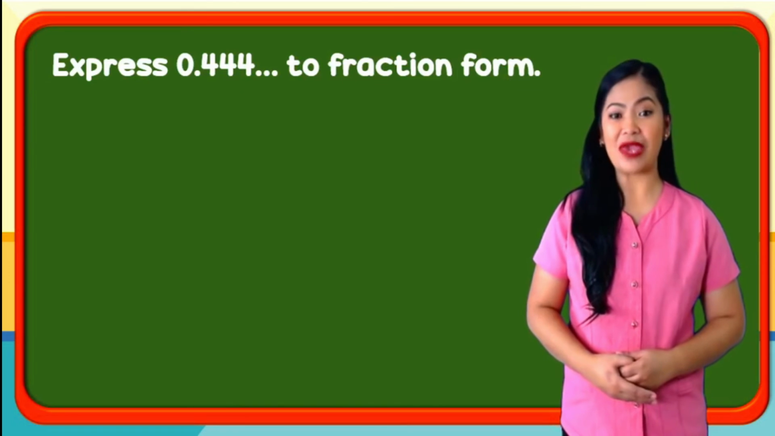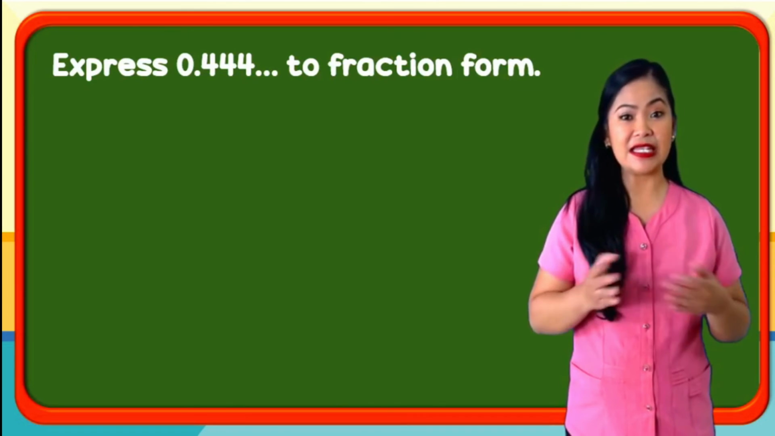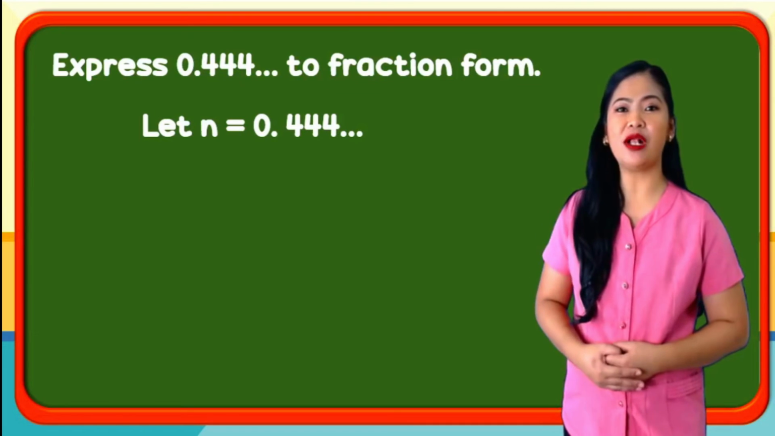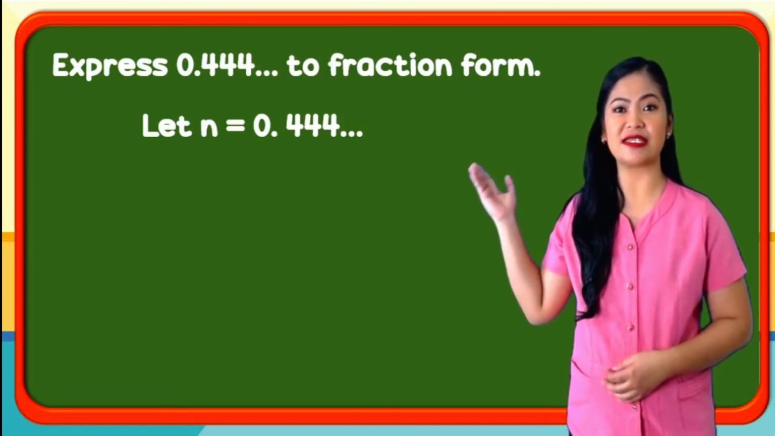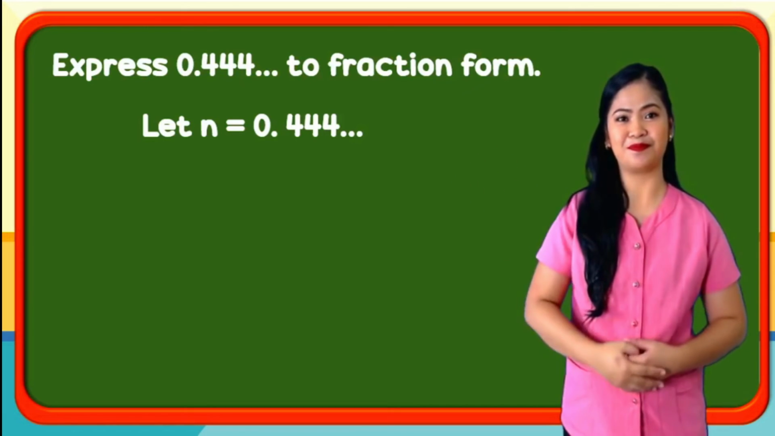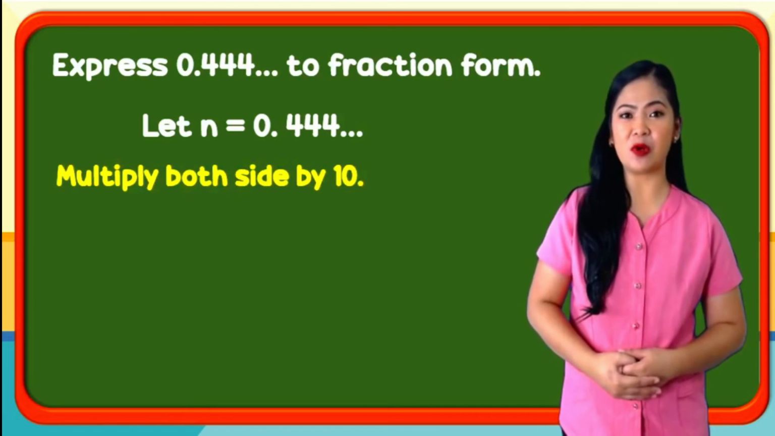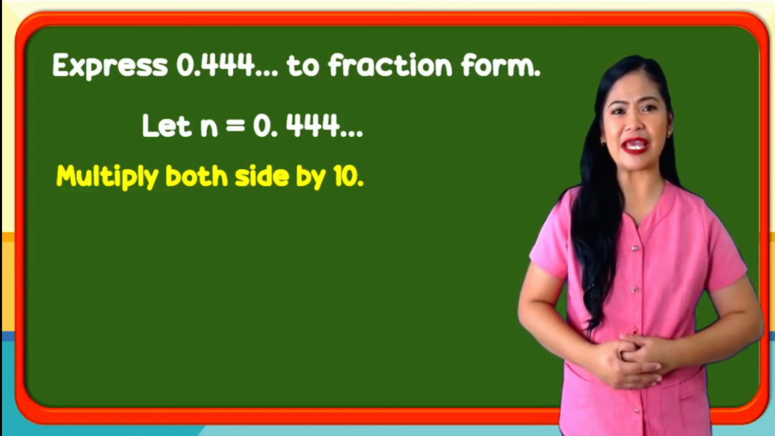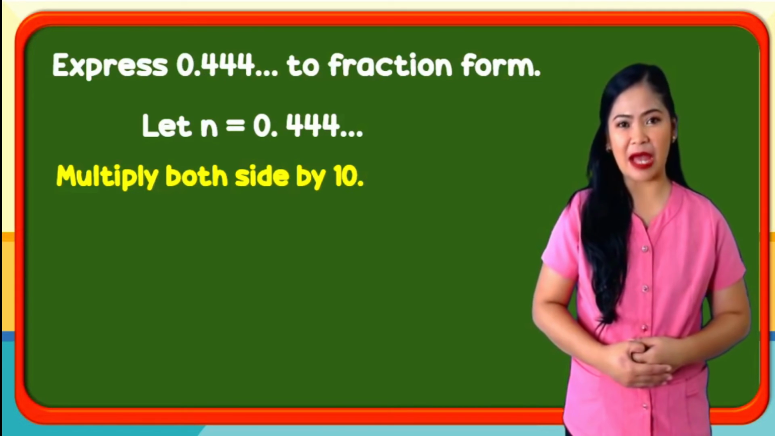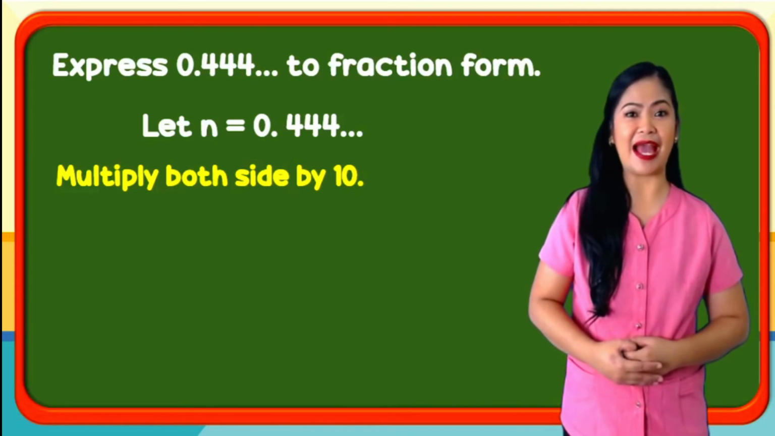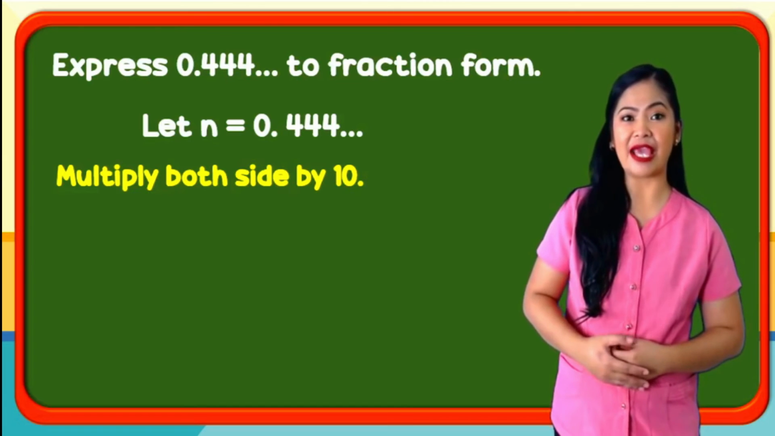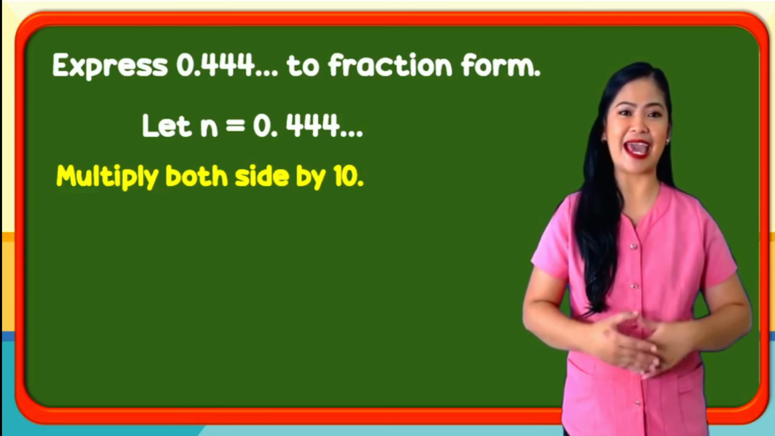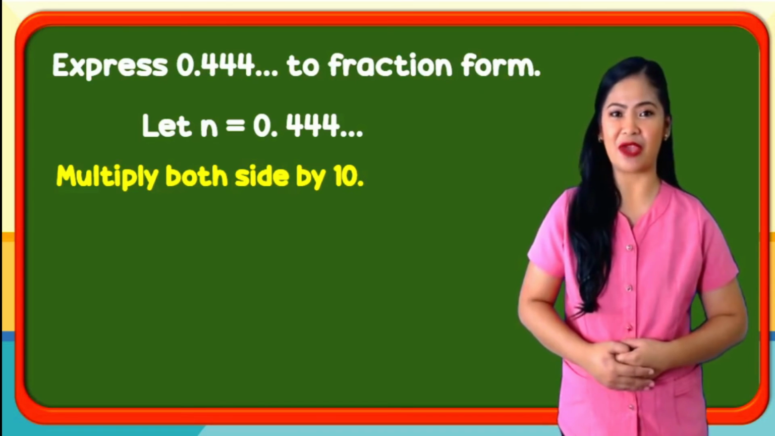In this case, we have to make an assumption. Listen very carefully. We are going to let n be equal to the repeating decimal, which is 0.444. Then, we multiply both sides of the equation by 10. Why 10? Actually, it could be 100, 1,000, or any powers of 10. As long as what you multiply to the left side of the equation will also be multiplied to the right side of the equation, it will be okay.